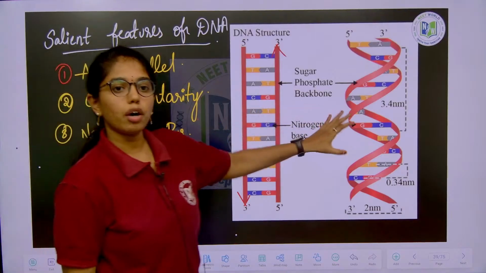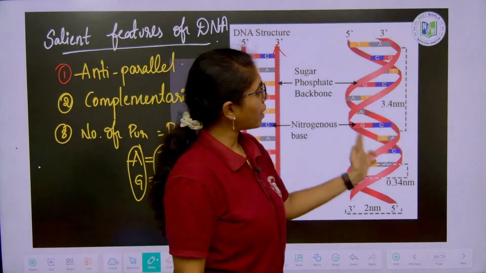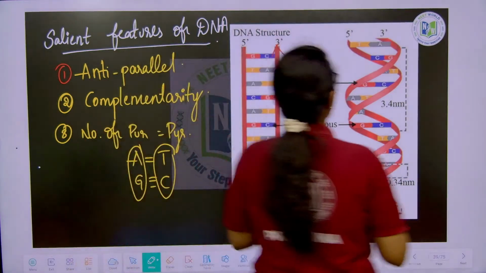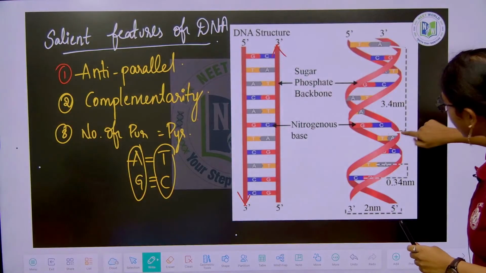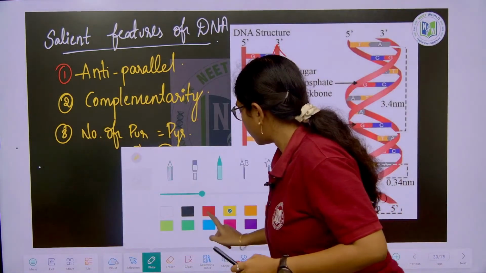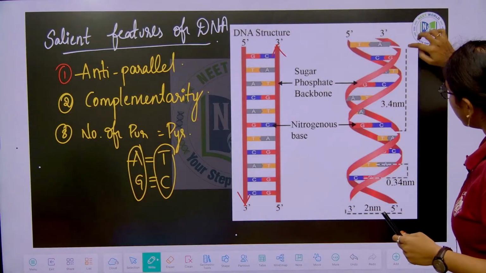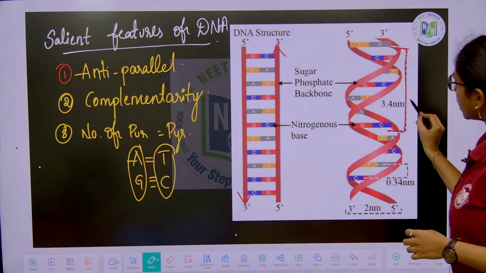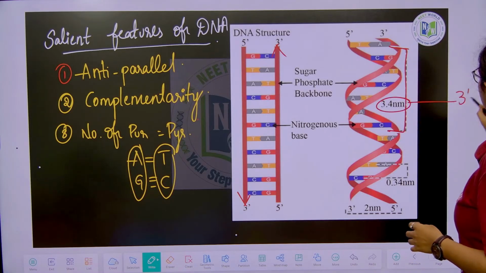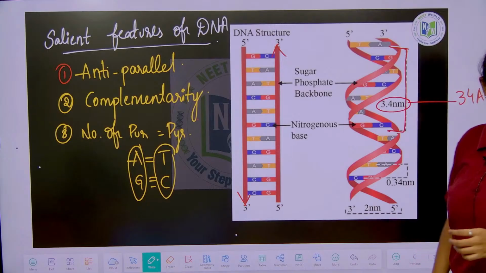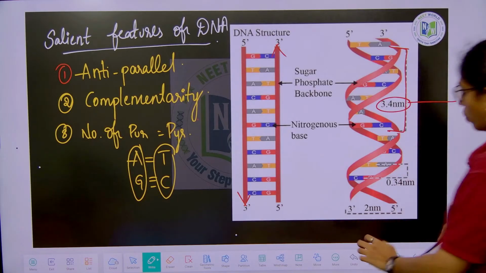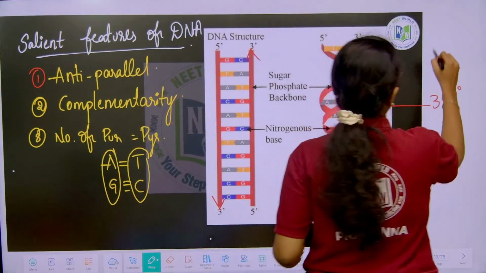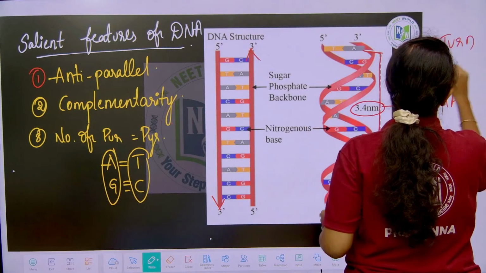Now comes the length of DNA. One turn is addressed as one pitch. Okay, one complete turn of DNA is known as what, ma? One pitch. So from here to here, is it a complete turn of DNA, you tell me? Yes, right? From here to here, it is one complete turn of DNA. Okay, it is 3.4 nanometers or 34 angstroms. This is also known as one complete turn, one turn or pitch of DNA.